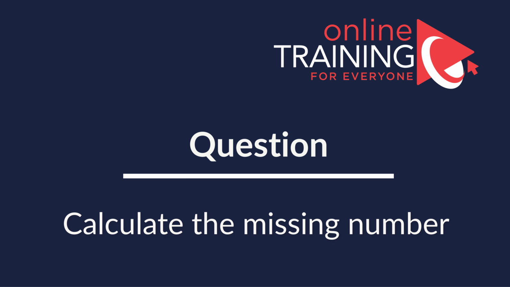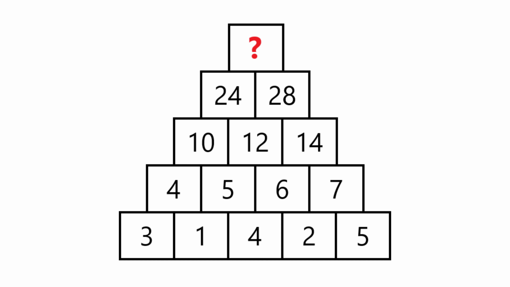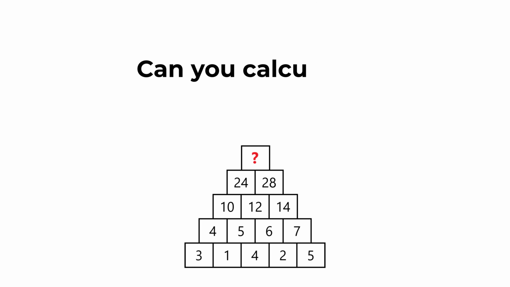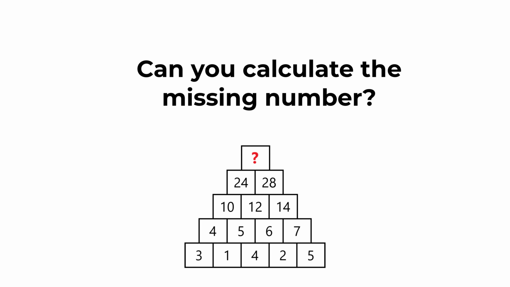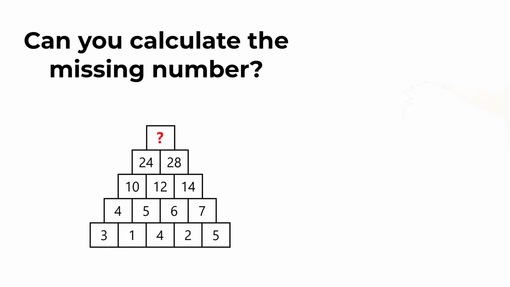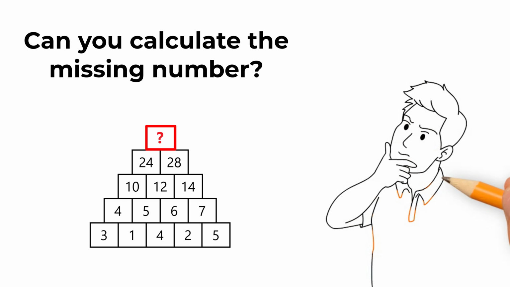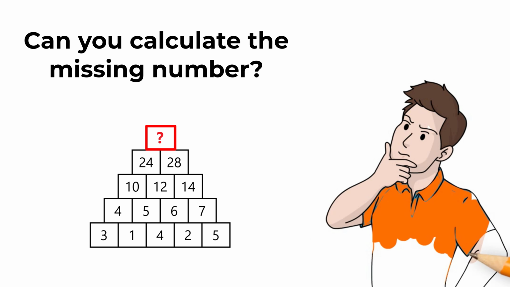Here's one of my favorite questions, and it is my favorite because it is so unusual. You are presented with a pyramid. The pyramid contains 5 different layers. If we go from the top to bottom, you have a question mark. This is the number that you need to uncover. The next layer contains numbers 24 and 28.